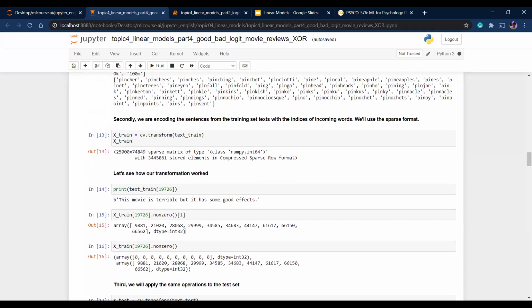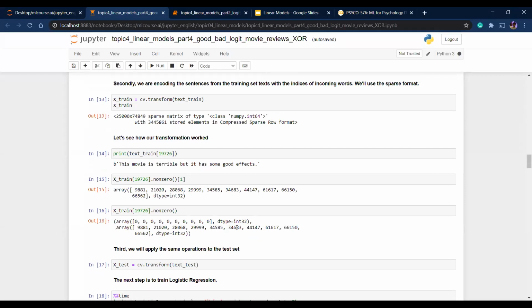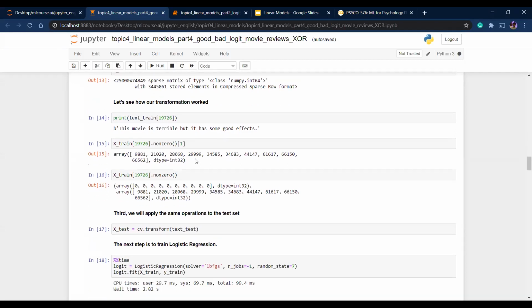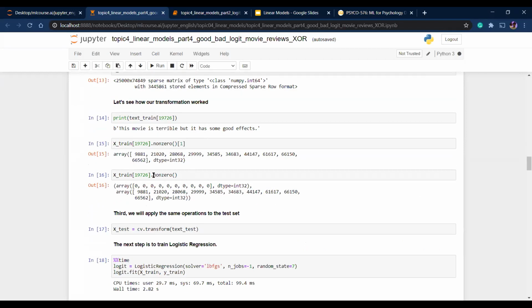Here is an example at position 19,726: this is the review, and this is the one-hot vector, but only showing the non-zero positions, the indexes where the value is non-zero. That's how you can inspect the data. The actual vector has a size equal to the vocabulary size, which is 74,849, but we are only printing the non-zero ones. You can just call the nonzero function on this and get only the positions where the value is 1.